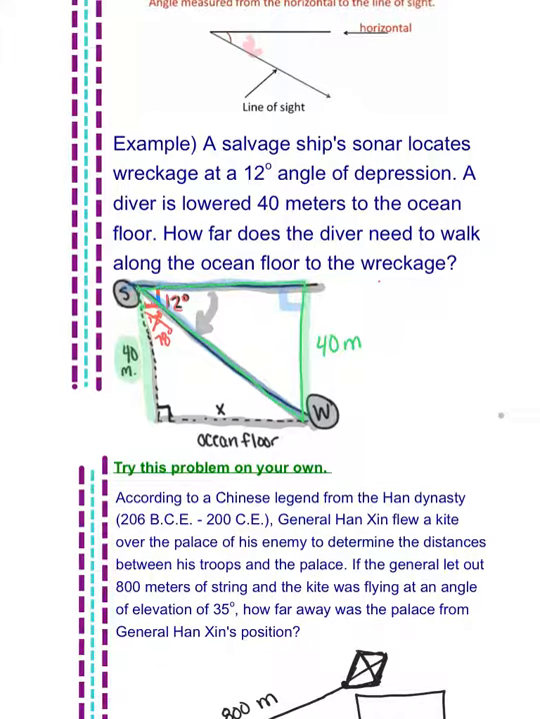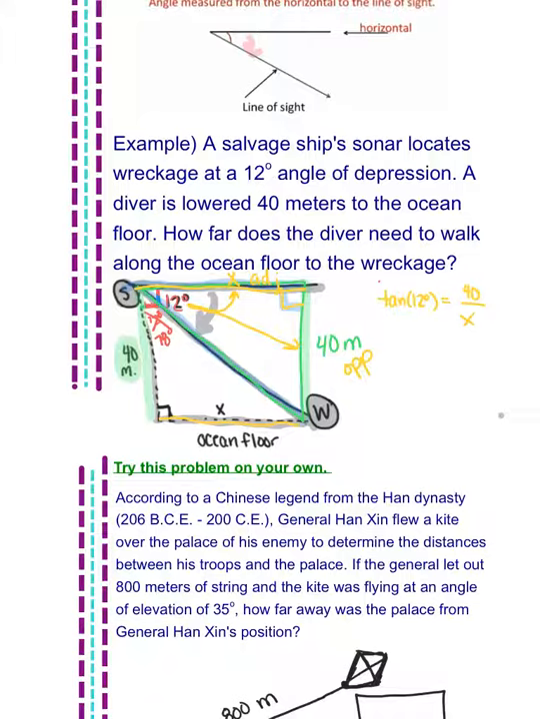And if I want to know how far he's walking across the ocean floor right here, well, that's got to be the same as this right here. So I'll call it X. So again, if I'm using the 12, I have this side, that's the opposite angle, and I want this side, that's the adjacent. So it looks like I'm using tangent again. I've got tangent of 12 degrees equals 40 over X.